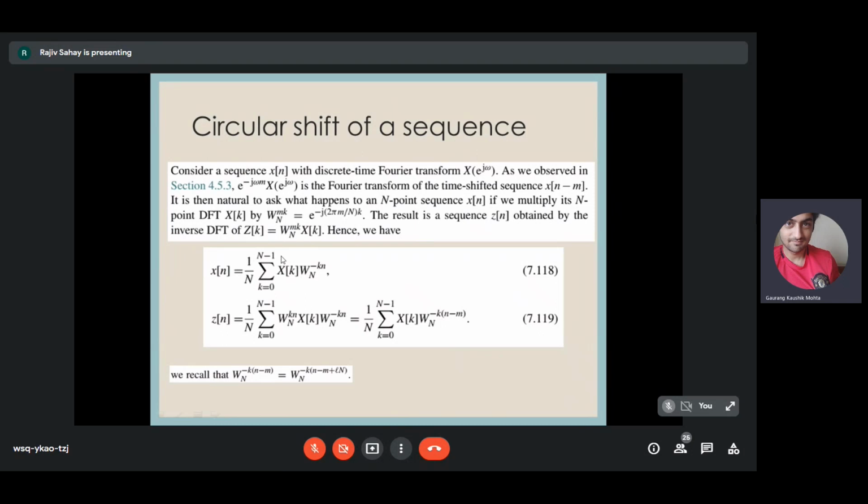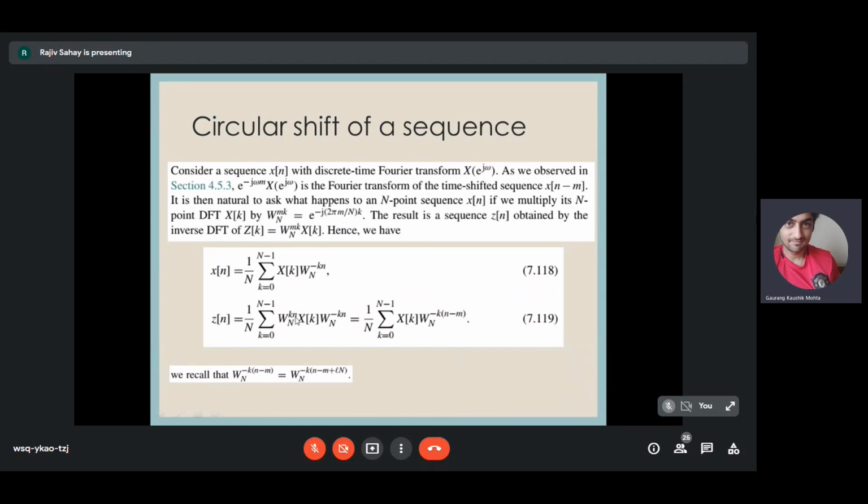So x of n, the inverse DFT expression, is written like this. In this expression, you introduce this Z of k. So z of n can be written now like this. There is a typo here in the book. It should be W_N^{km}. This is not n, this is m. All of you are able to see my cursor?